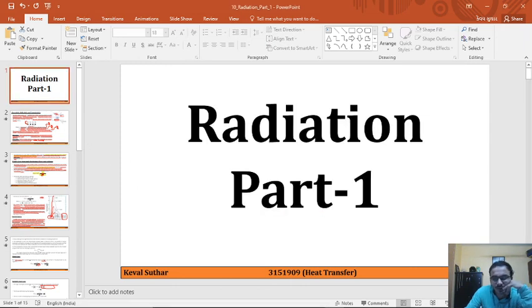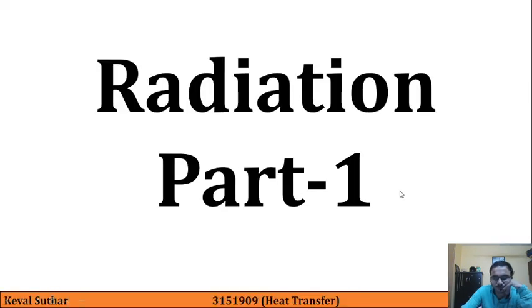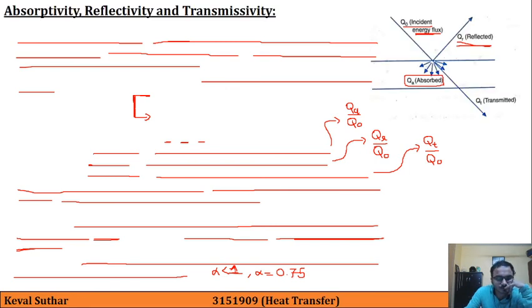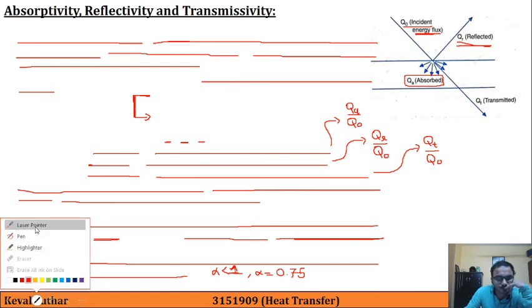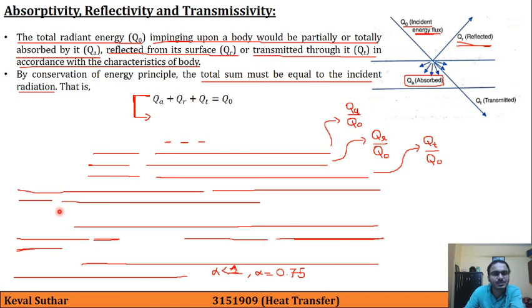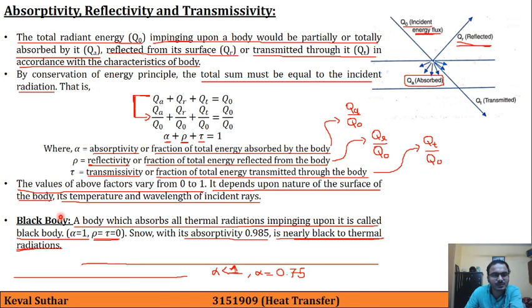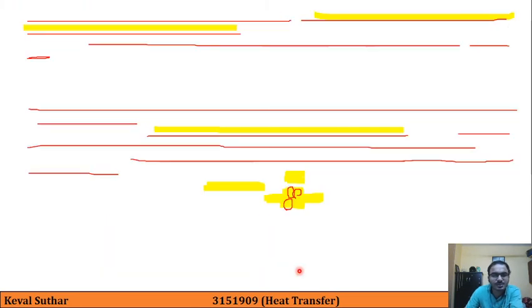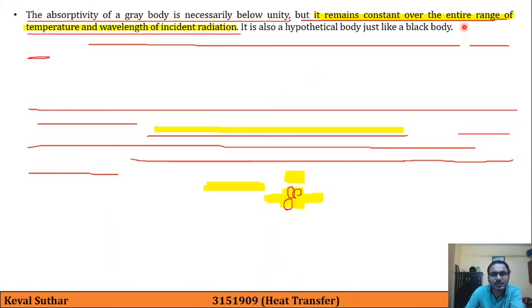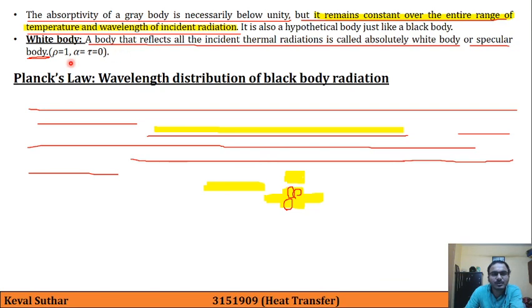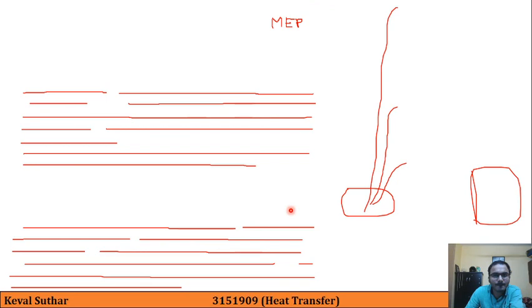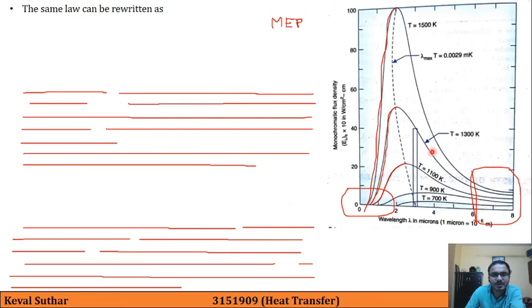So let's quickly revisit our topics of today. We started with the definitions of absorptivity, reflectivity and transmissivity. Then we defined black body where alpha is equal to 1, grey body where alpha is less than 1 but fixed and does not change over the entire range, then white body where reflectivity is 1, Planck's law given by this formula, and this is the spectral distribution.